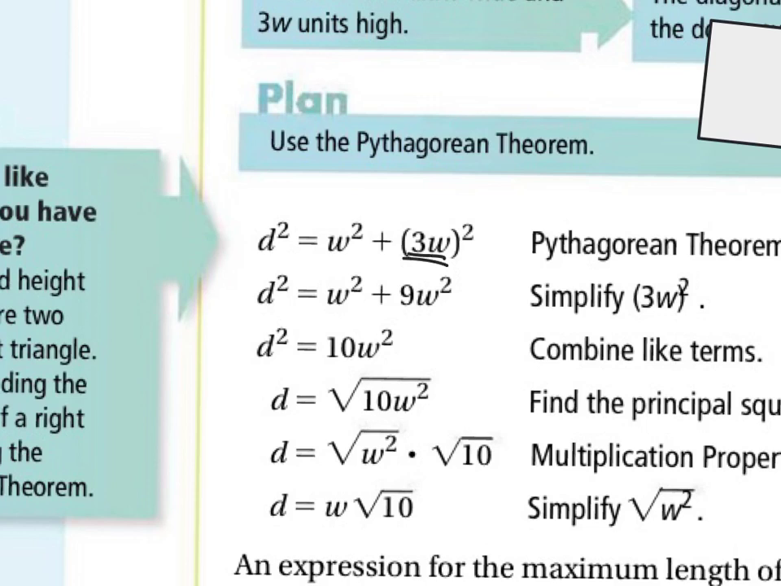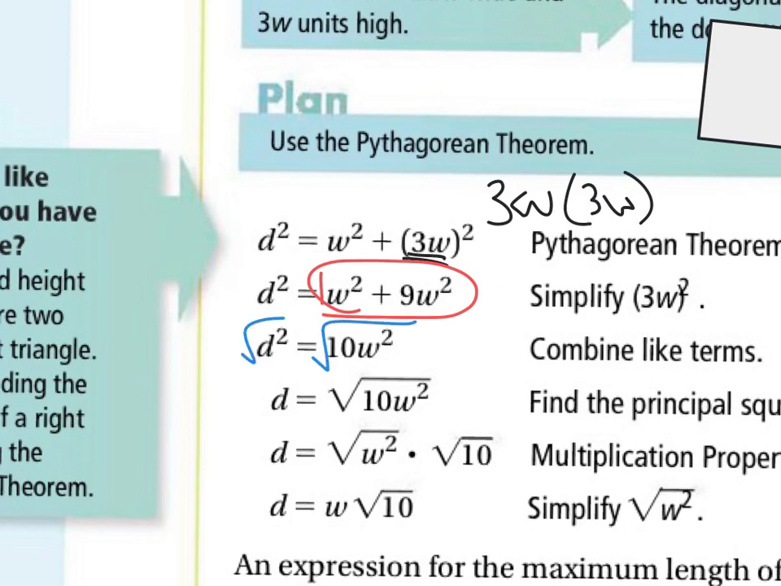3W, when you square that, remember this is like 3W times 3W, so that would be 9W squared. And then these we can add together. That would be 10W squared. And then we take the square root. Technically, when you do square root, you should put plus or minus, even though we know we can't have a negative length for the diagonal of this door.